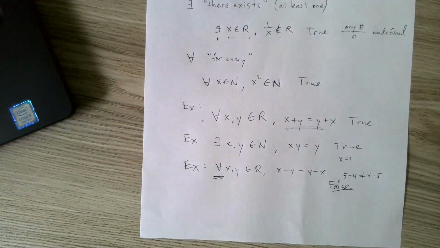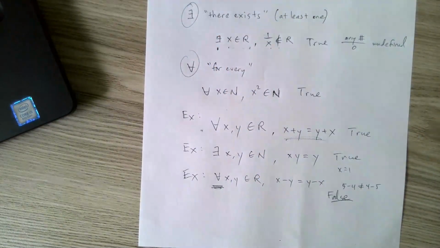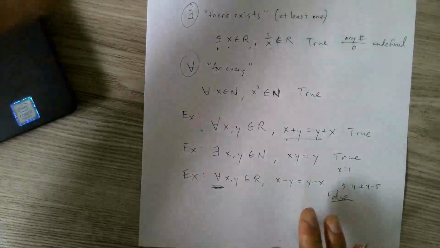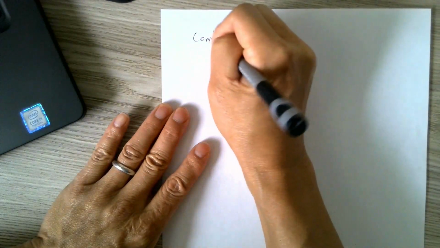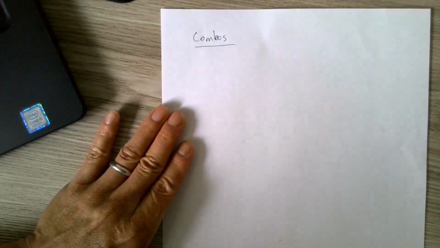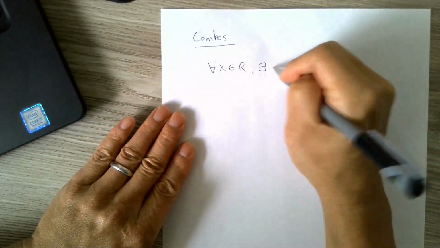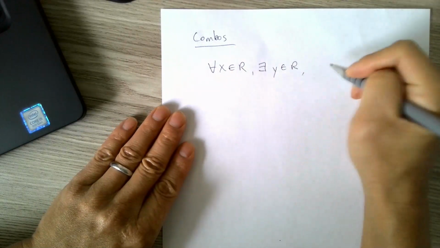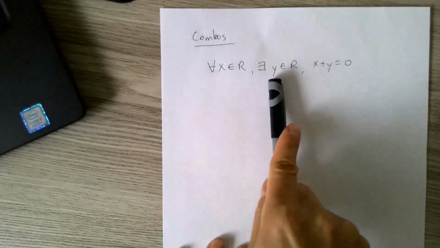Okay, now we get a little more complicated, by combining both there exists and for every in the same statement. So I'm just going to call these combos, quantifier combos. Okay, so it's got three sections here.